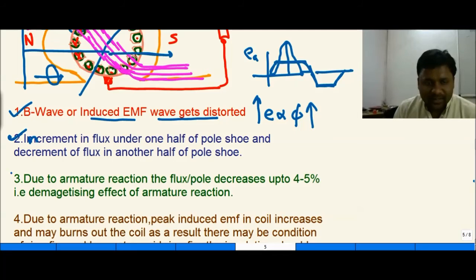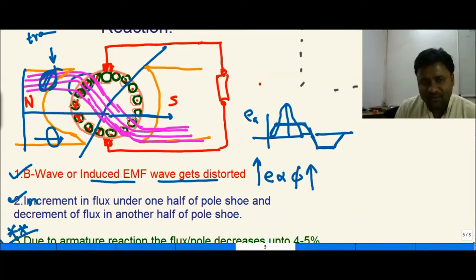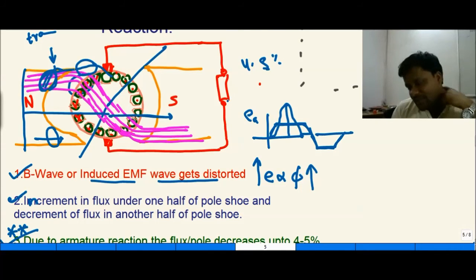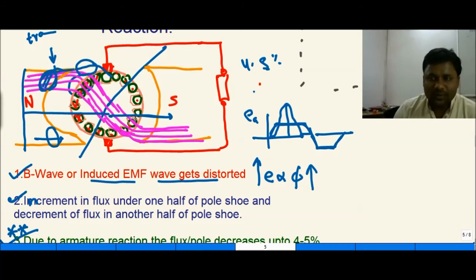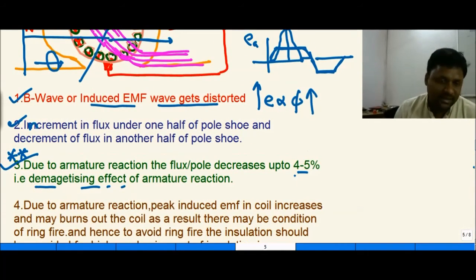The third important effect is that due to armature reaction the flux per pole decreases by about 4 to 5%, and it is called the demagnetizing effect of the armature reaction. Since most of the flux passes through the air gap, where there is reluctance, the flux diminishes, about 4 to 5%. So when the load is connected, due to armature reaction the resultant flux is distorted and decreases by 4 to 5%. This is the more important part.